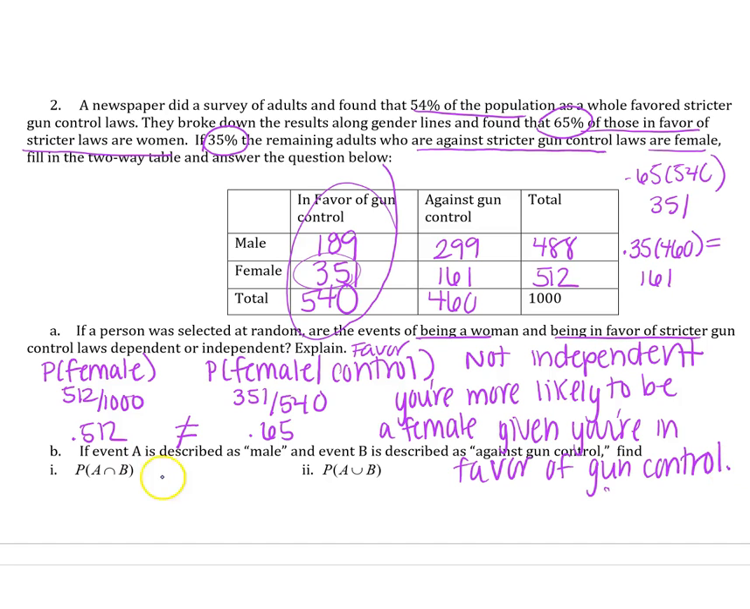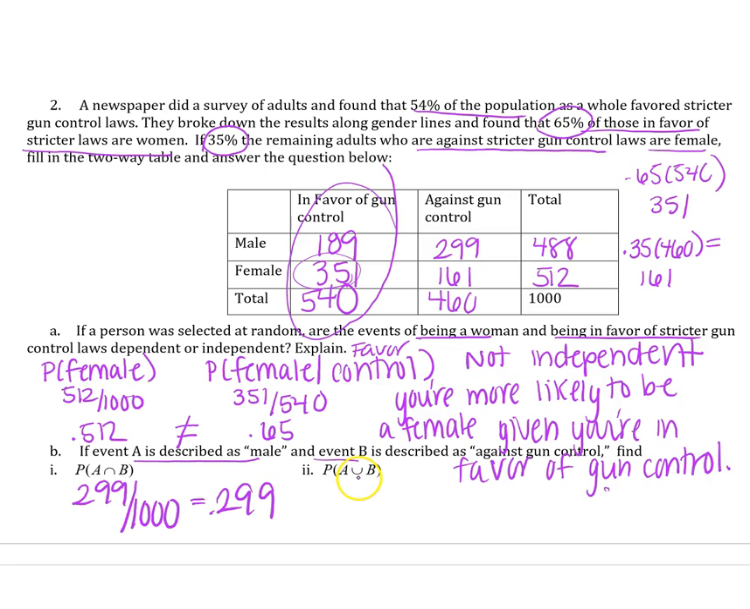Okay, A is considered probability of a male, B is considered against gun control. Find the probability of A and B. So male and against gun control was 299 out of 1,000, which is 0.299.